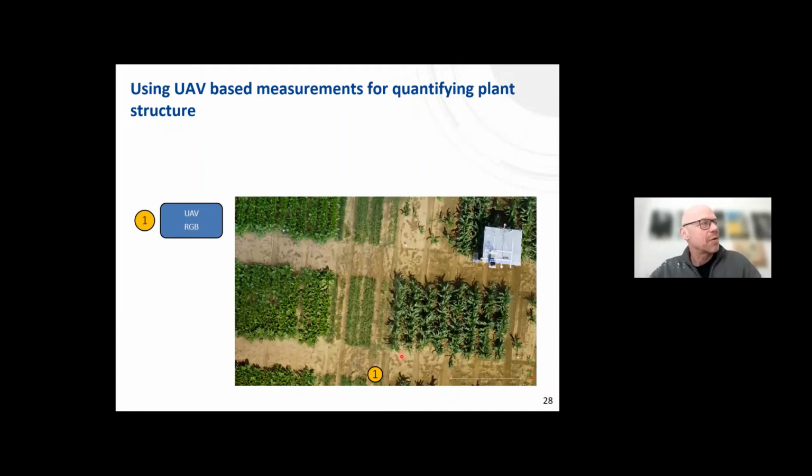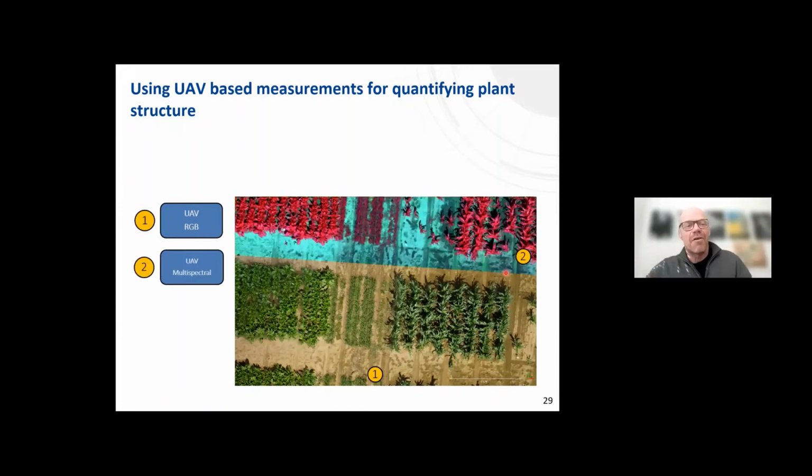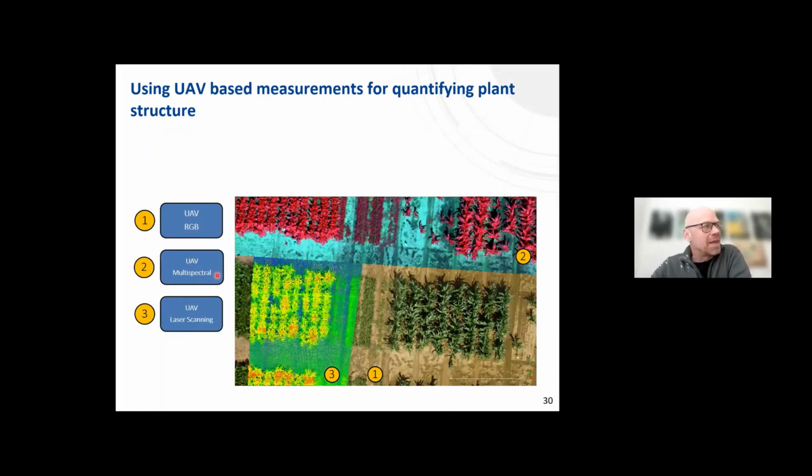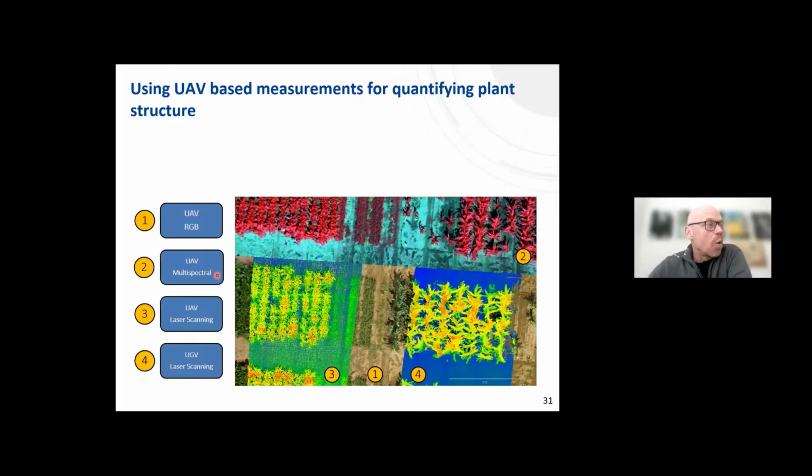We can start, for example, with a classical UAV RGB image. There you still see our ground robot. If this moves away, Ansgar could overlay multispectral data on the same plot. He registered it, or overlaid it, with a UAV laser scanning system, which I mentioned before, or also with a ground-based laser scanning system.